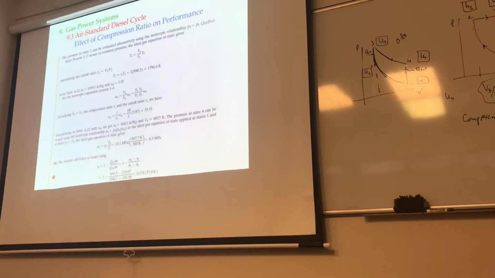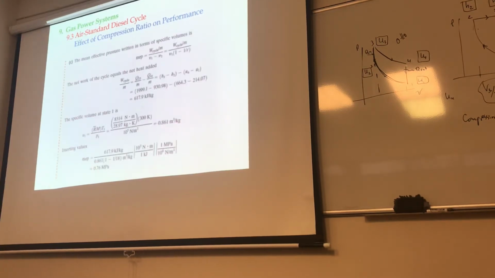Now you're ready to plug into the equation to find the efficiency, which is immediate, and the MEP. The MEP is simply the work divided by the change in volume, and you find that it is equal to 617. Obviously you need to find V1, and it's an ideal gas, so you can just use the ideal gas equation. From there, the average pressure really is about 0.76 megapascals.